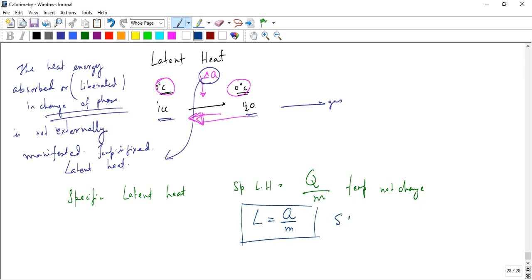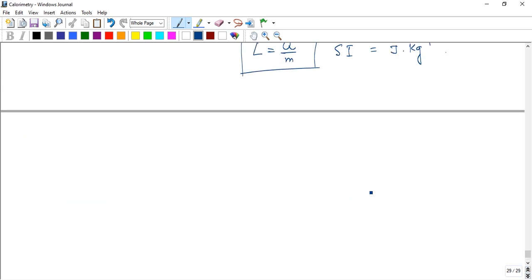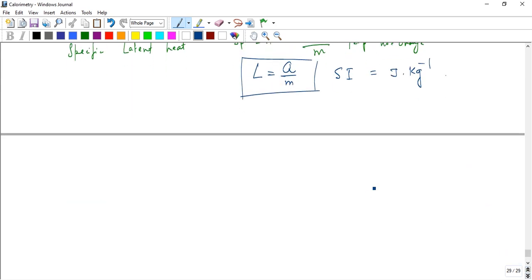The SI unit: heat is in joule, mass in kg, so joule per kg is the SI unit of latent heat. Now write a definition. Either heat is absorbed or released, depending on which state to which. Ice to water is called melting, so latent heat of melting. The reverse process is called freezing, latent heat of freezing.